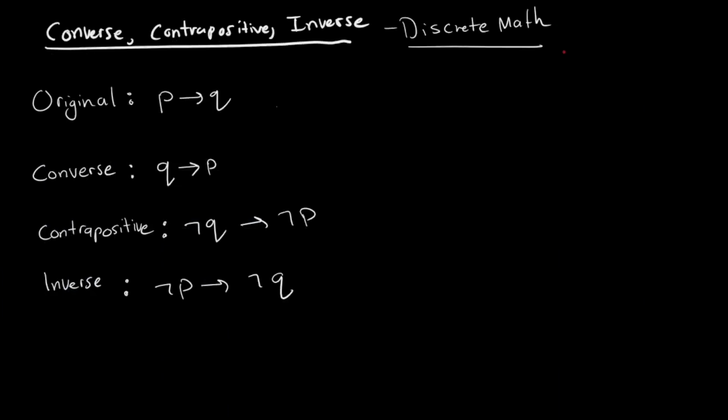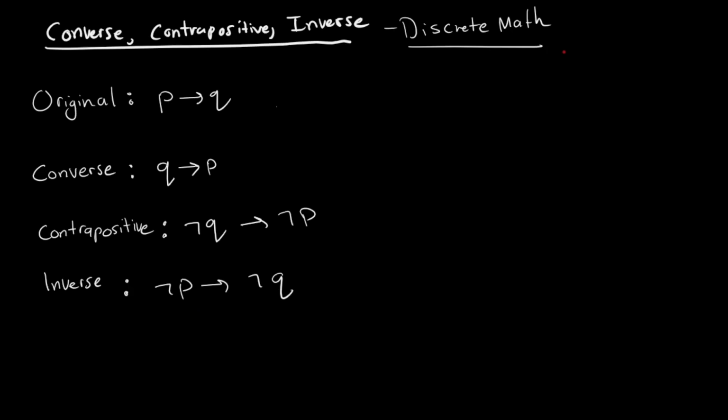So in this video, we're going to be looking at the converse, the contrapositive, and inverse in discrete math. So we're going to start by looking at what they look like in terms of P and Q, and with an implication. Okay, so let's say our original was P implies Q. Then our converse would be Q implies P. Our contrapositive would be not Q implies not P. Our inverse would be not P implies not Q.